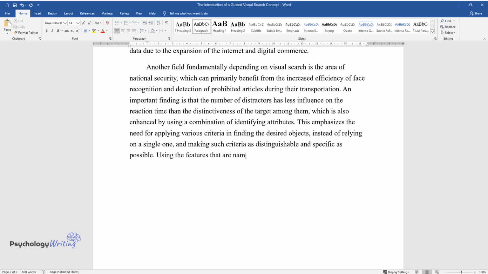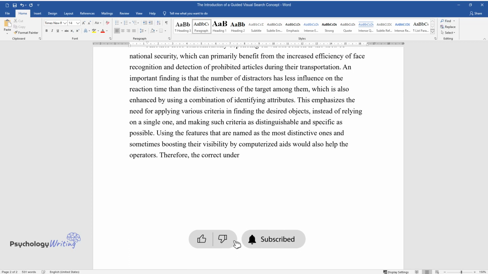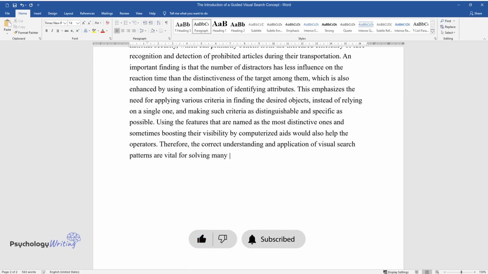Using the features that are named as the most distinctive ones and sometimes boosting their visibility by computerized aids would also help the operators. Therefore, the correct understanding and application of visual search patterns are vital for solving many real-life issues.